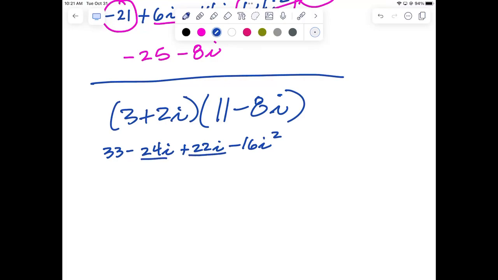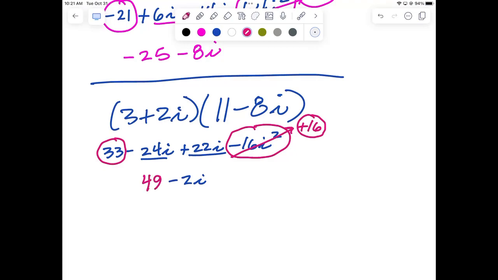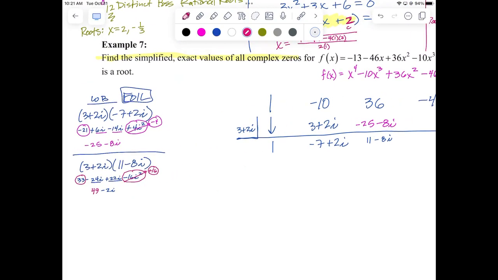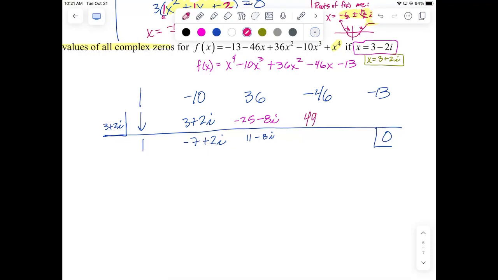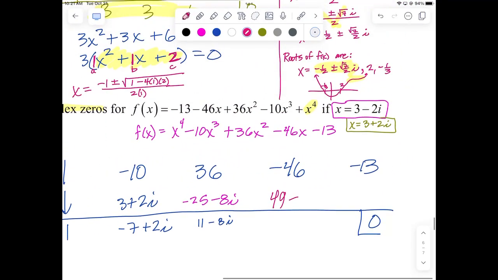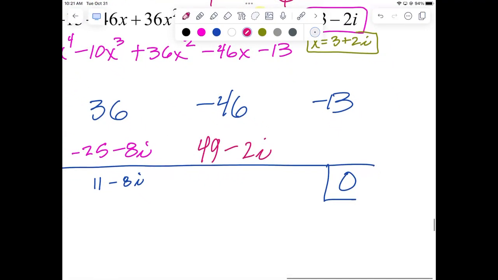Let's do the i's first since they're right there. Negative 24 plus 22, that's negative 2i. And then tell yourself, hey, self, what's another name for negative 16i squared? Positive 16. And then I can combine that number with this number to get what? 49. So I get 49 minus 2i. Now you really think you're doing it wrong, right? Well, let's just keep going. Bring that in. We get 49 minus 2i. And things all of a sudden start looking hopeful for you. What's 49 minus 46? I get 3 minus 2i.